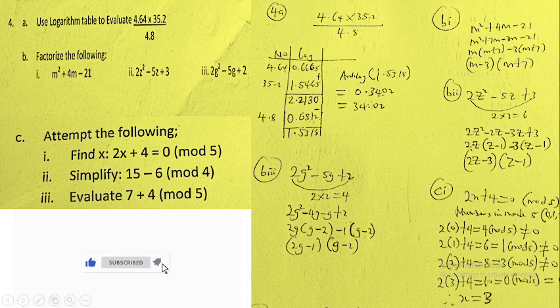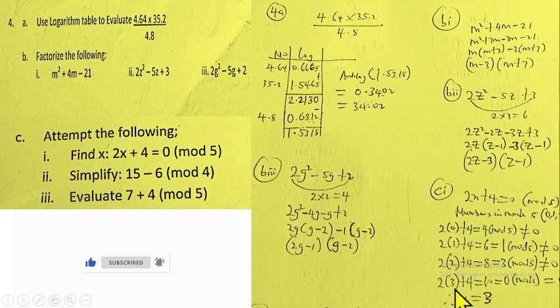Let's try the next one. The next number is 2. If you put 2 here, 2 times 2 plus 4, that gives us 8. Change this 8 to mod 5. That will give us 3. Then 3 is not equal to 0 as well. So that means the answer is not that one. Let's check the next one.